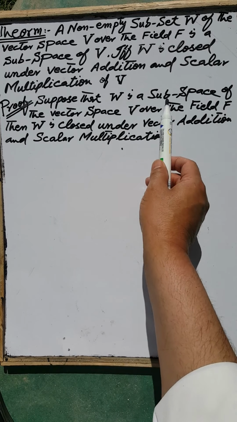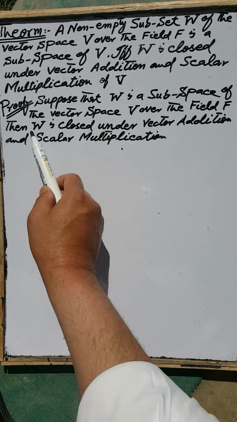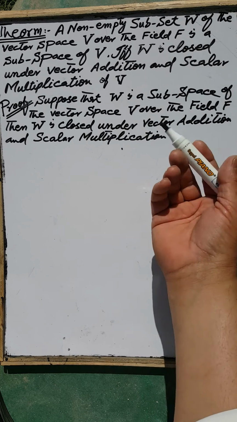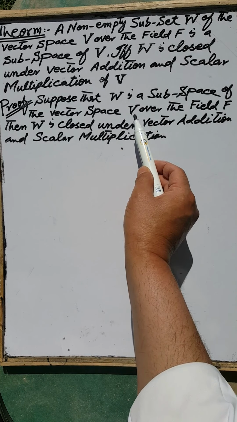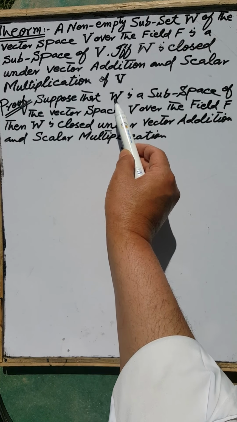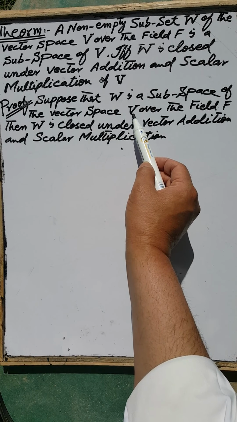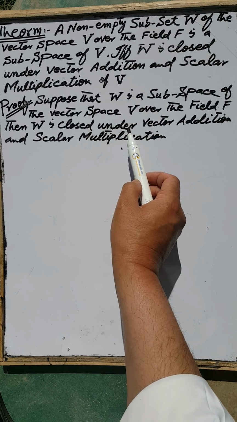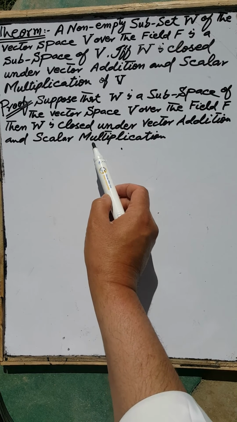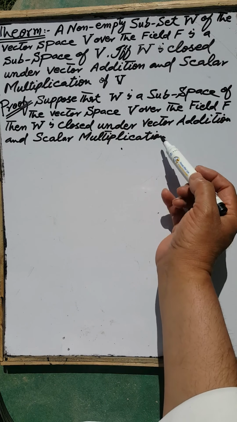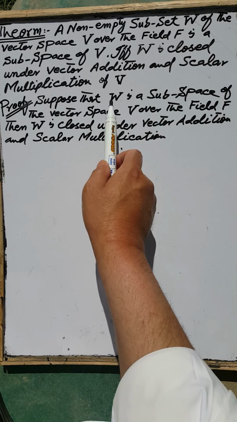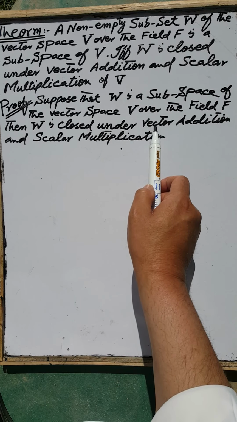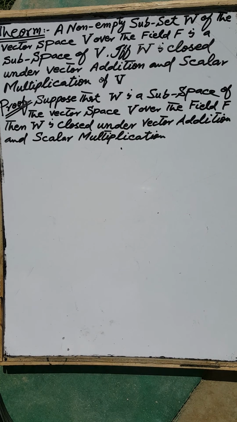Proof. Suppose that W is a subspace of the vector space V over the field F. Then W is closed under the vector addition and scalar multiplication. The elements of W are the elements of the vector space V, and all the elements of V satisfy the conditions of vector addition and scalar multiplication with the elements of the field. Therefore, these elements of W also satisfy the conditions of vector addition and scalar multiplication.